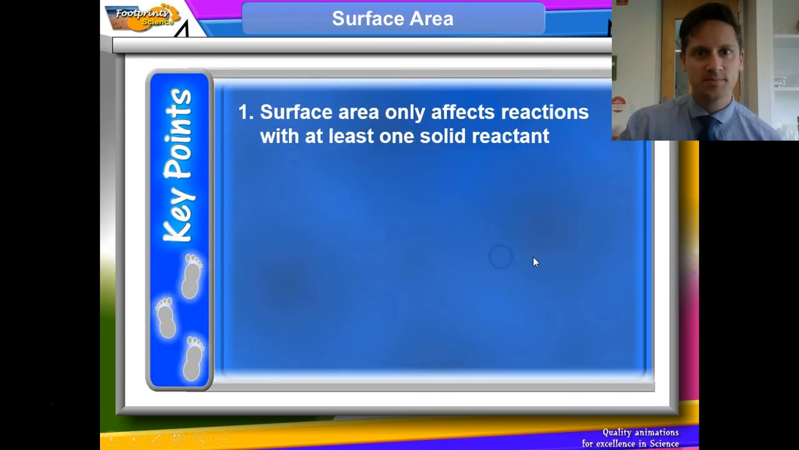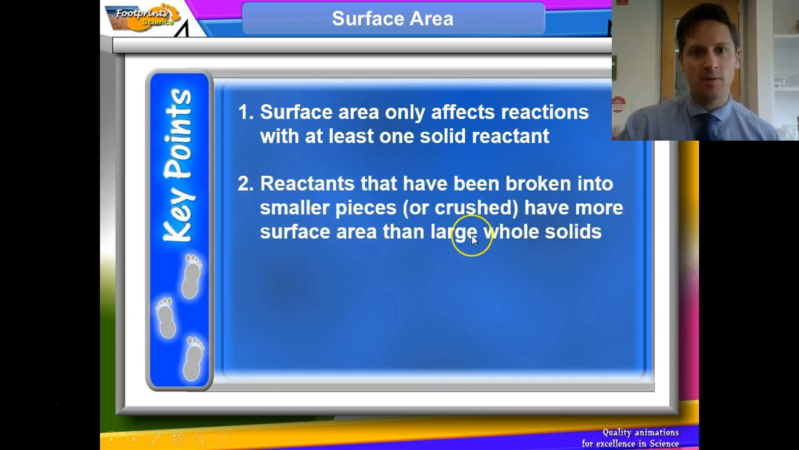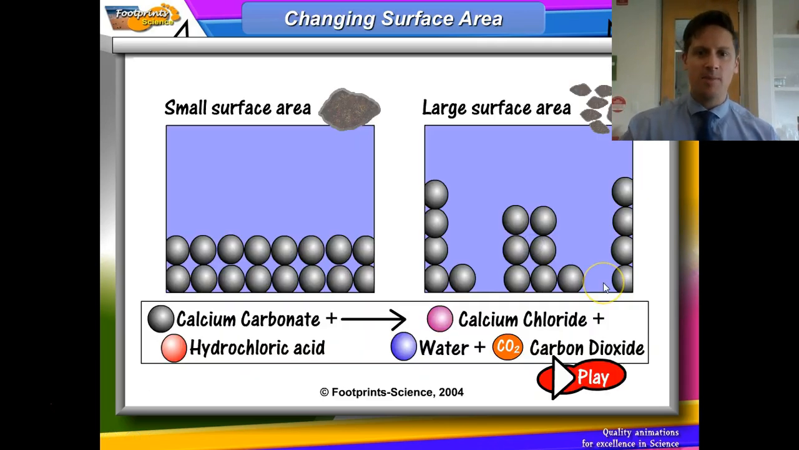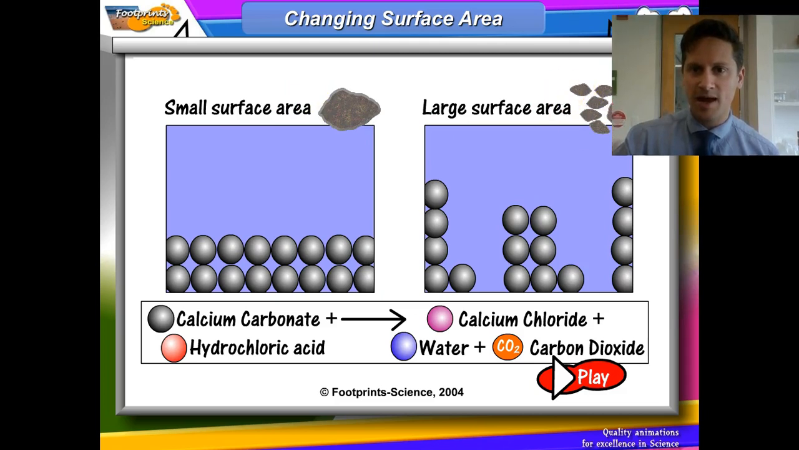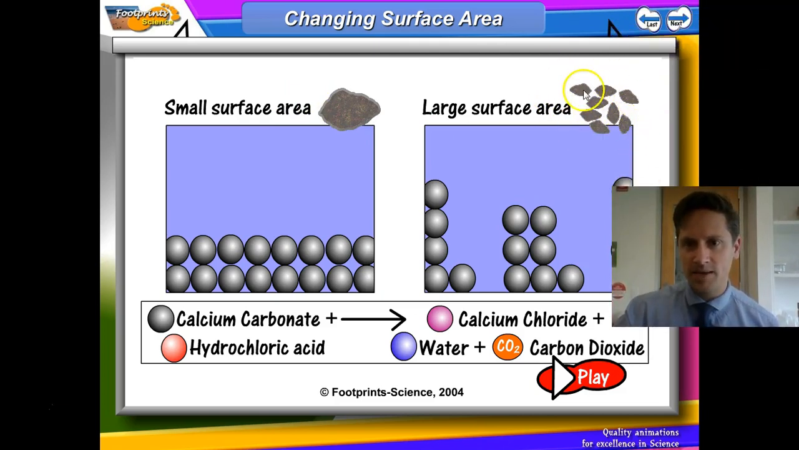Now surface area. This is the third way to change the rate of reaction. Surface area only affects solid reactants. Reactants that have been broken into smaller pieces or crushed have a greater surface area than large whole solids. It's kind of like being able to spread them out. Okay? Here we've got our solid, it's in one clump. So the reactant particles in solution can only kind of attack the outside here. Whereas if you break it up into smaller pieces, then the reactant particles in the solution can kind of react with all of this outside surface. And if you add all of this surface area together, it's much greater than one big clump here.